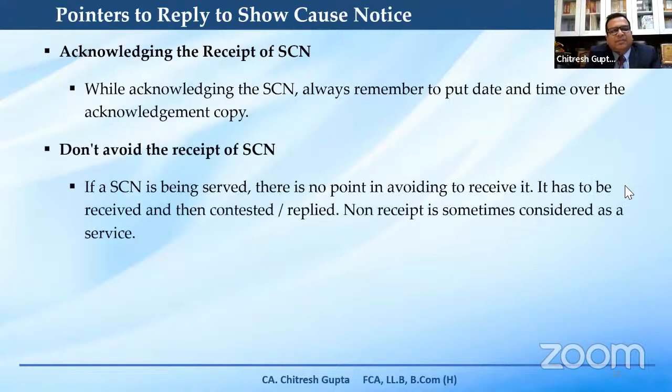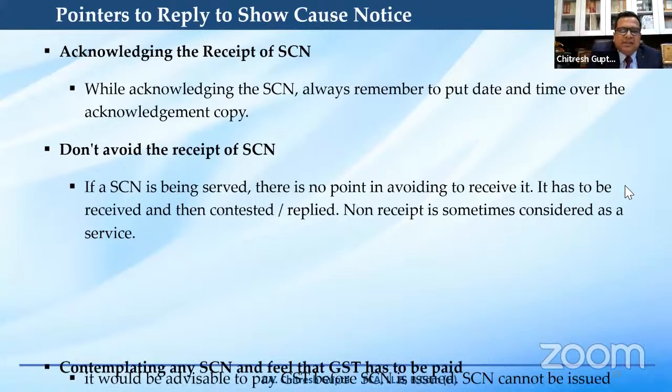Another thing is, sometimes we want to avoid the receipt of SCN, thinking that if we avoid the receipt of SCN, then there will be no demand. So friends, in my view, there is no point in avoiding the receipt of SCN. It has to be received and then contested and replied. Non-receipt is sometimes considered as service.